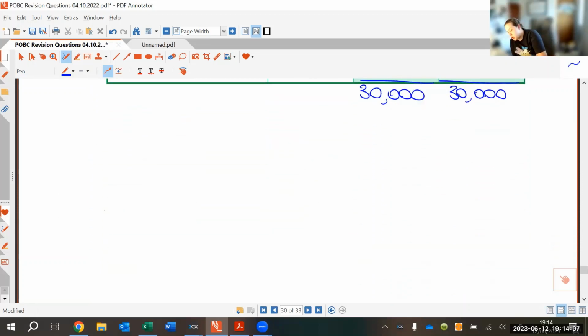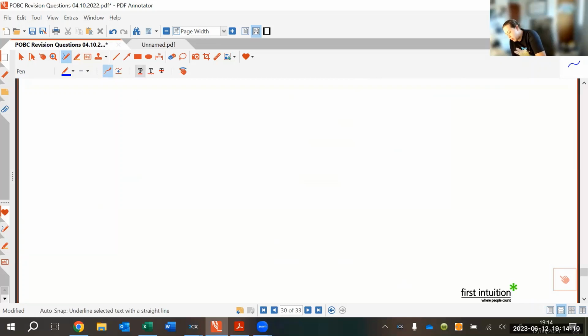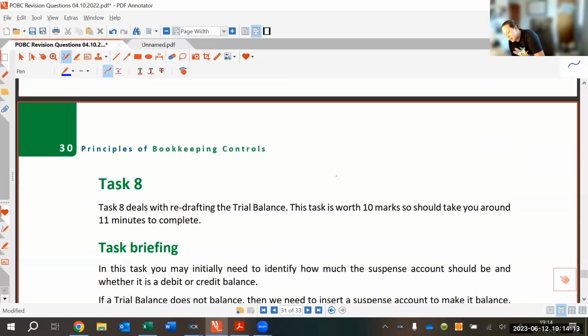So taking our knowledge of the trial balance a little bit further now for our final task on this assessment, which is task 8, and yet again it's another 10 marker. So rather than pulling balances from the individual accounts and entering them into the trial balance at first stage, we're now looking at redrafting this trial balance because it didn't balance in the first place and the errors have been identified, the journals have been done to correct them, and now all we need to do is pull those adjustments into our trial balance to then make it balance. So yeah, another 10 marker, 11 minutes needed.